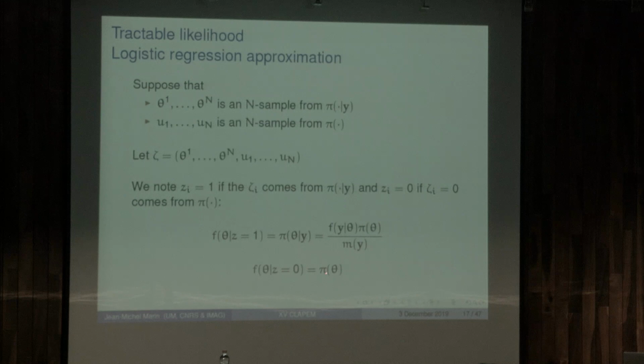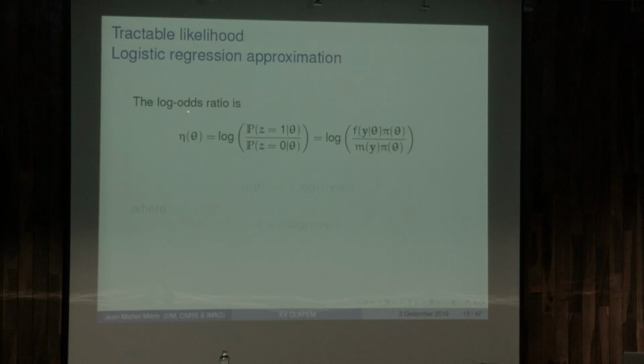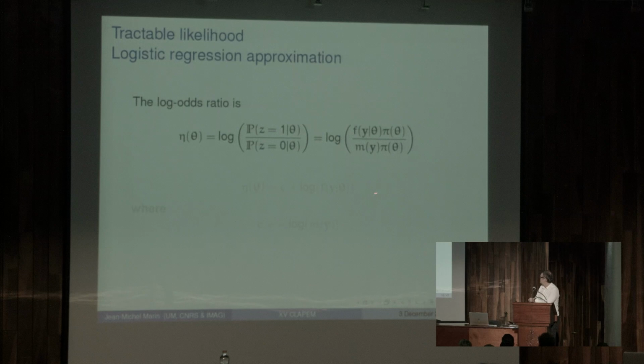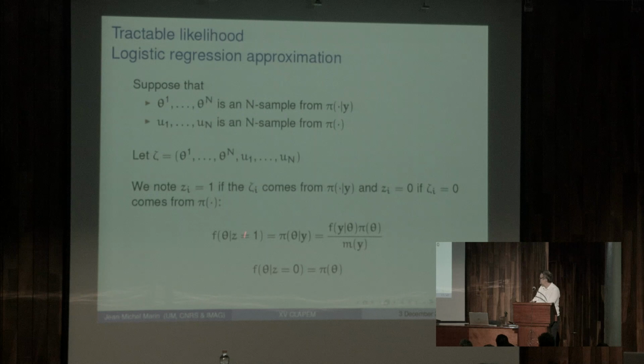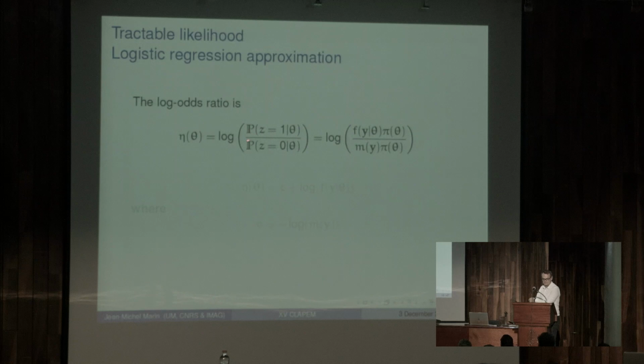Right now, what you can do is calculate explicitly the log odds ratio based on this model you just introduced. And what you see is the ratio of the posterior divided by the prior, and the normalizing constants of these two densities cancel. So you get that the log odds ratio is a constant plus the log of the likelihood, okay? And this constant is minus the log of the evidence.